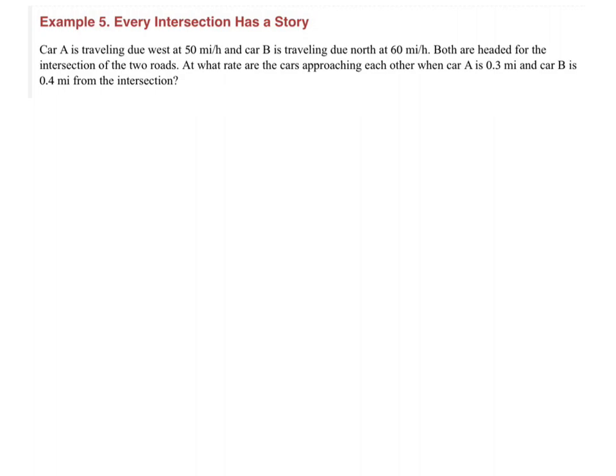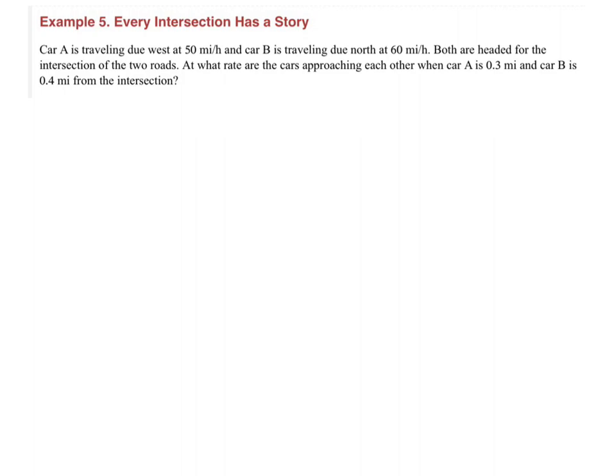All right, it says car A is traveling due west at 50 miles per hour. Car B is traveling due north at 60 miles per hour. Both are headed for the intersection of two roads. At what rate are the cars approaching each other when car A is 0.3 miles and car B is 0.4 miles from the intersection? So we have to draw a picture.